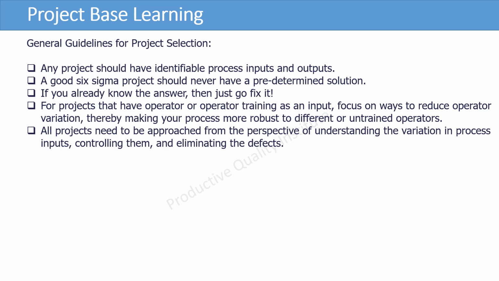Please follow these guidelines for project selection. Any project should have identifiable process inputs and outputs. A good Six Sigma project should never have a predetermined solution. If you already know the answer, then just go fix it. For projects that have operators or operator training as an input, focus on ways to reduce operator variation by making your process more robust to different or untrained operators. All projects need to be approached from the perspective of understanding the variation in process inputs, controlling them, and eliminating the defects.